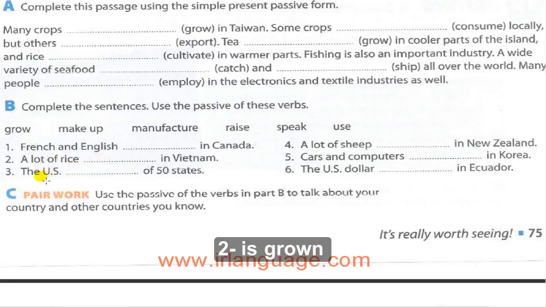Number 3: The US of 50 states. The verb make up. The past, made.